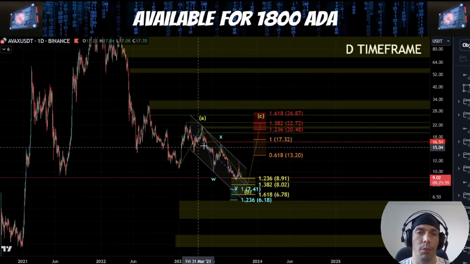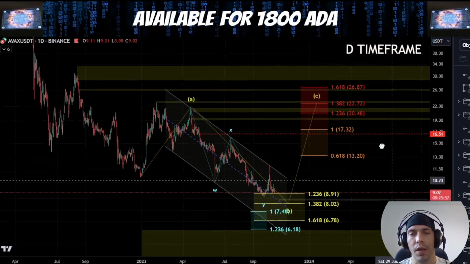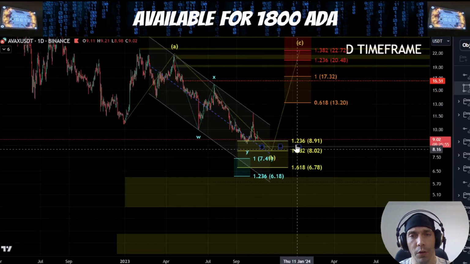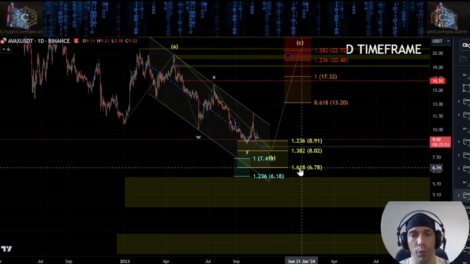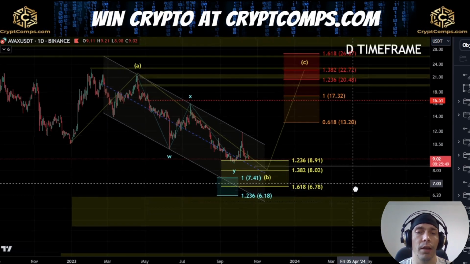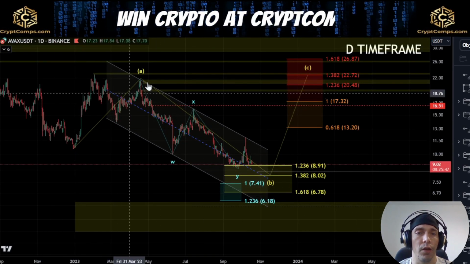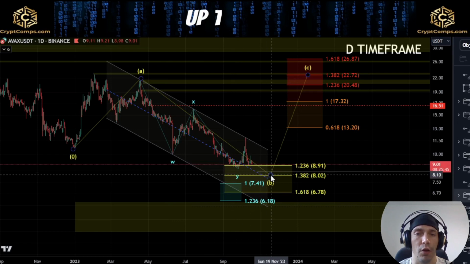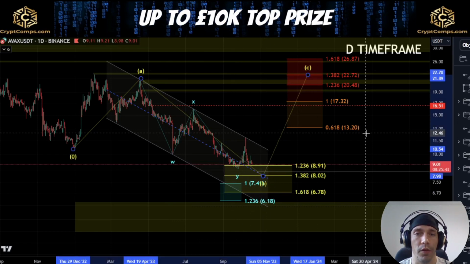If we're looking for that possibility of a flat, what we could see is that this zone down here of this 1.236 to this 1.618, at this 891 to the 678 level, could still align with actually giving us support here in this yellow B wave before looking for the C wave up.